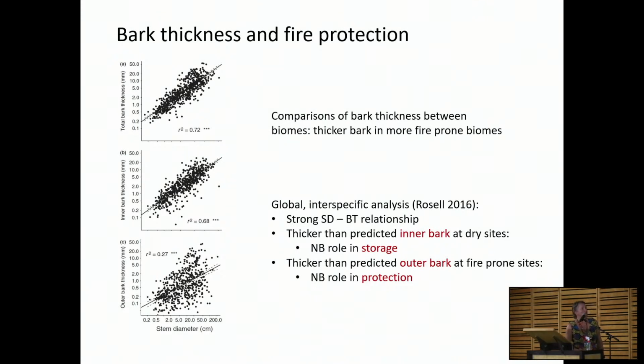When she disaggregated this into inner bark thickness and outer bark thickness, inner bark thickness is very tightly coupled to stem diameter, whereas outer bark, the relationship is much looser. And she interpreted this as being because of the much tighter metabolic constraints on the thickness of a living tissue. And when she analyzed what explained the residuals of these relationships for inner and outer bark, she found thicker than expected inner bark tended to occur in hot and dry environments, and she interpreted this as inner bark contributing mostly to storage, whereas outer bark, thicker than expected, was very much linked to fire-prone environments.